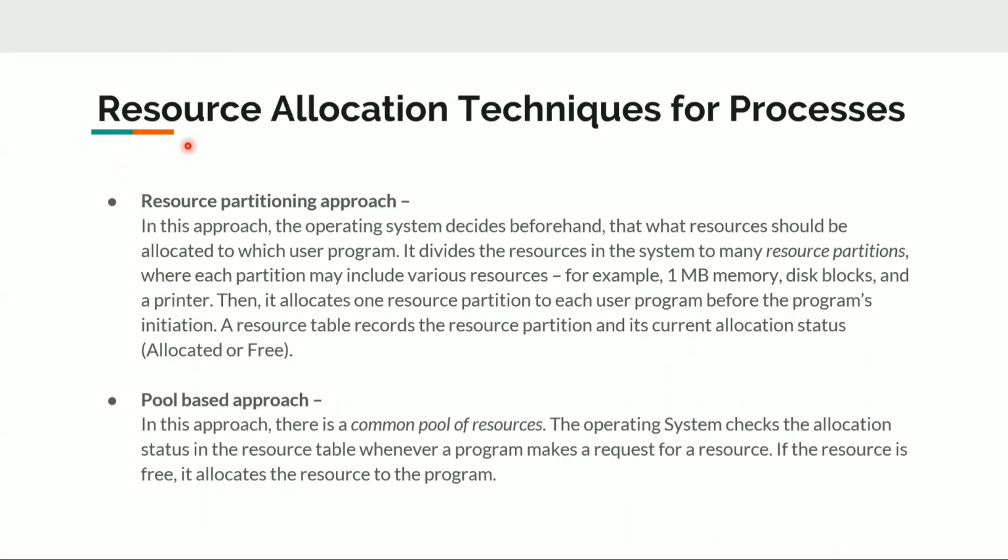Which methods can be followed to allocate resources to processes? The first one is the resource partitioning approach. In this approach, the operating system decides beforehand what resources should be allocated to which user program. It divides the resources in the system into many resource partitions, where each partition may include various resources, for example 1 MB memory, disk blocks, and a printer. So before the execution of a process starts, we partition the available resources, for example memory, and allocate them to a particular process.